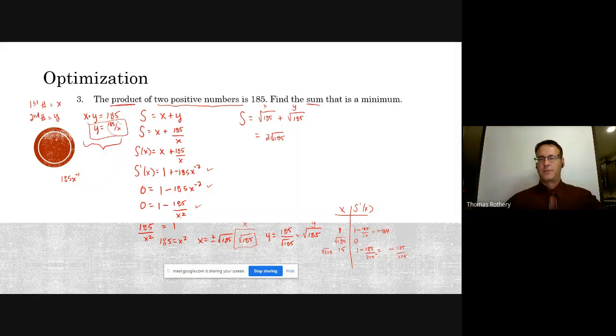Let's write 1 as 225 over 225. And that leaves me with 225 on the bottom. And on the top, if I subtract those, I get a positive number. And really the bottom line is that this is a positive and this is a negative. So what I know is that the square root of 185 is a minimum.